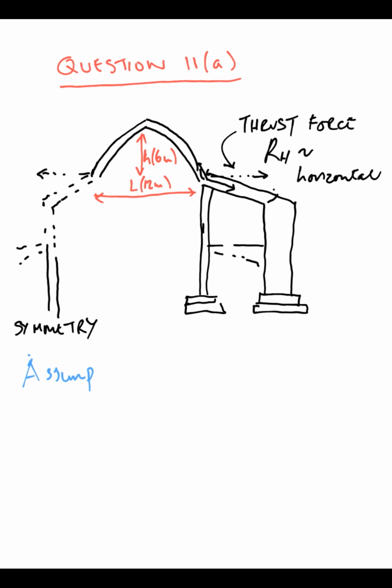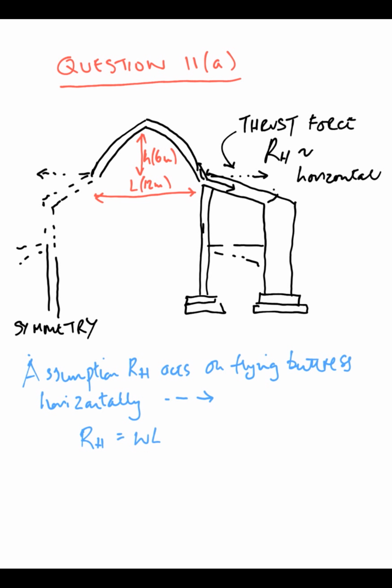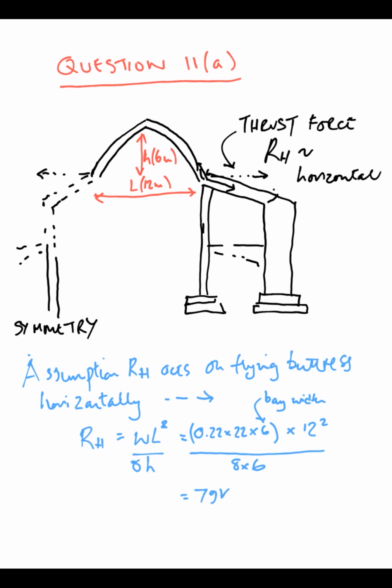span of 12 metres, rise of 6 metres, and we make an assumption that RH acts on the flying buttress horizontally, and RH from previously is given by WL squared over 8H, figure 2.8.7 for an arch. And we will put in the figures, working out W, and we get 79 kilonewtons is the horizontal thrust at each buttress.